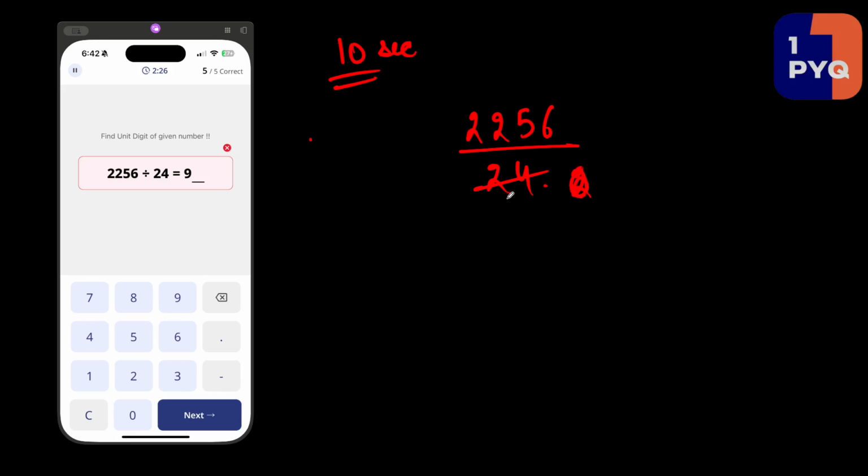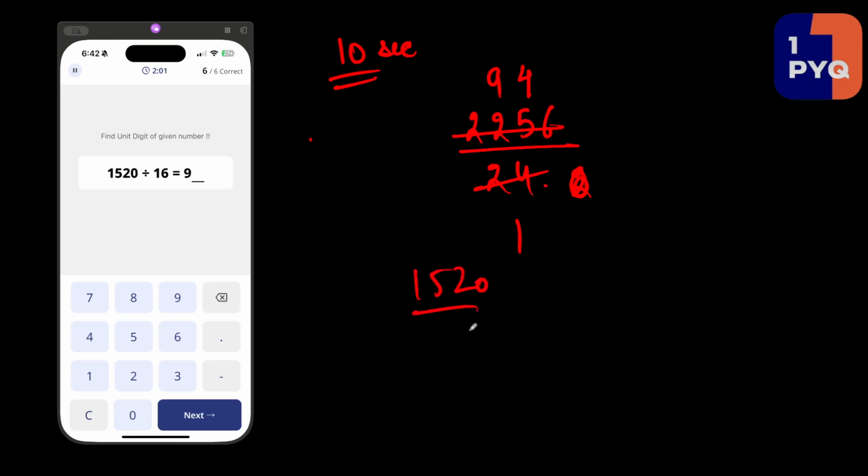Let's use the table of 24. 24 ones are 24. 24 nines are 240 minus 24. 240 minus 24, it's going to be 216. 216, then we have a 96. 24 fours are 96. So we'll get 94 over here. Right? So that was correct.